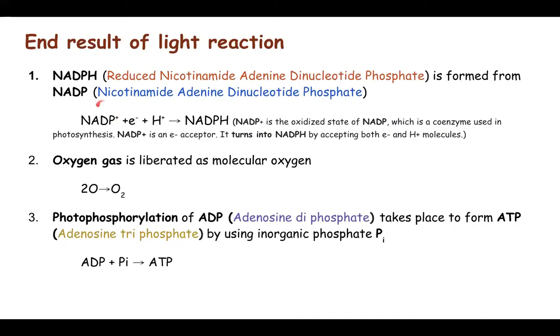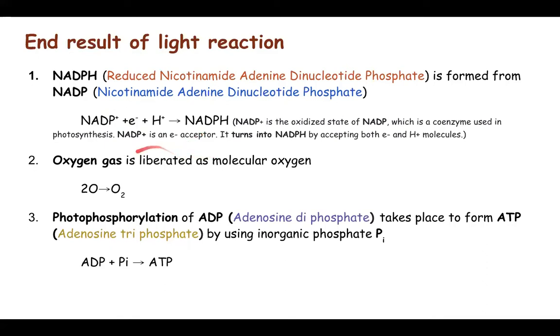It is the oxidized state of NADP, and it is readily going to become reduced by accepting the electron and hydrogen produced during the photolysis of water. So once these 2 react with NADP plus, it forms the compound called NADPH, that is reduced NADP.